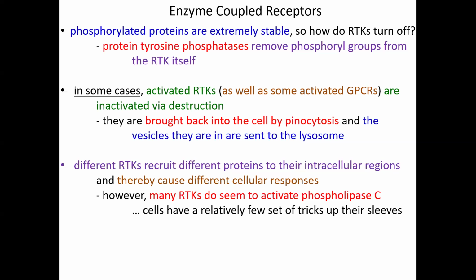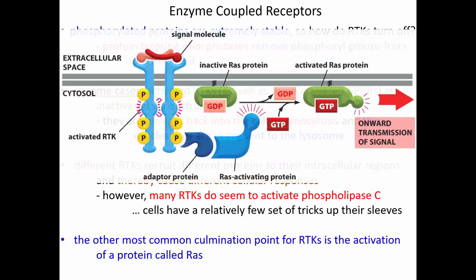At the end of the day, despite all the complexity, cells really have a relatively few set of tricks up their sleeve. And one of these tricks is the phospholipase C trick to get things done in the cell. The other most common culmination point for receptor tyrosine kinases is the activation of a protein called RAS.